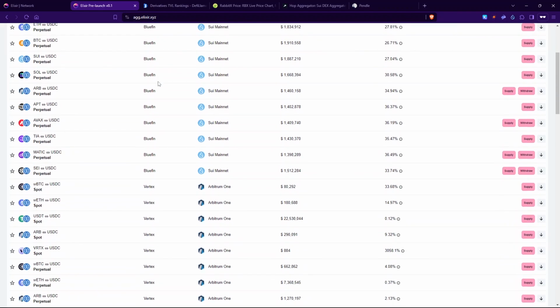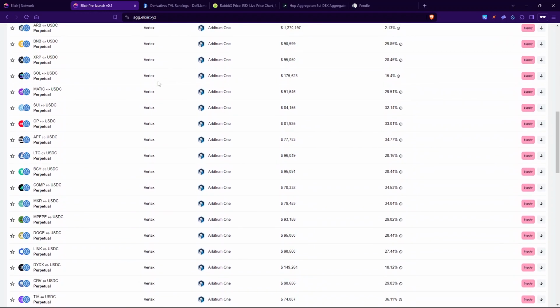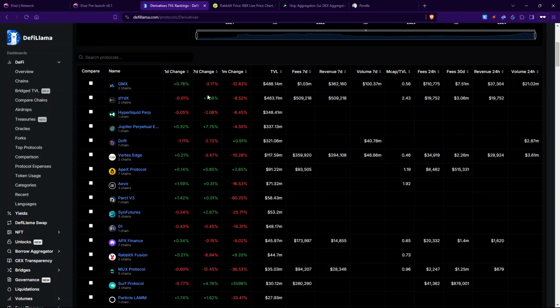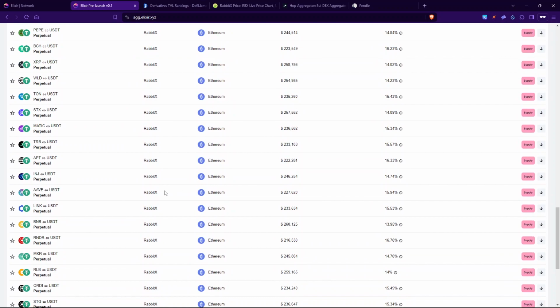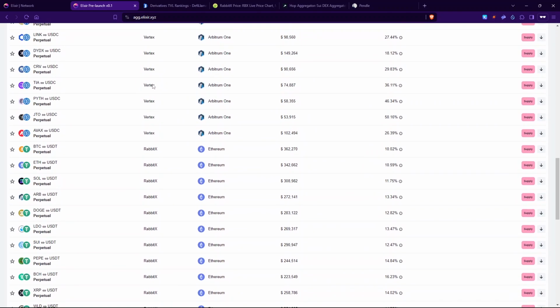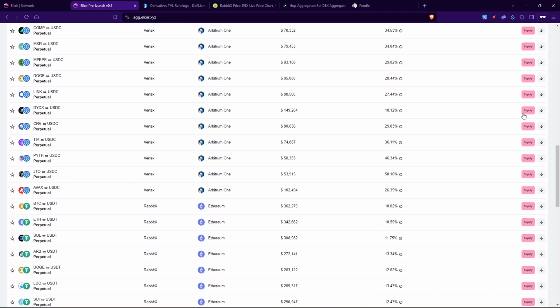Cool. So right now you can see Elixir is supporting 3, right? But in future, Elixir is going to support dYdX, Hyperliquid, Apex, and also other markets. As you can see, they have very high total value locked as well. So these markets are also going to come in the near future. I would say it's not a bad idea to accumulate RabbitX and Vertex also, because if you provide your liquidity, you're going to get Vertex and RabbitX also.